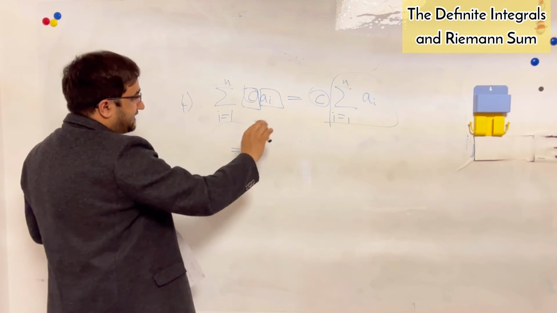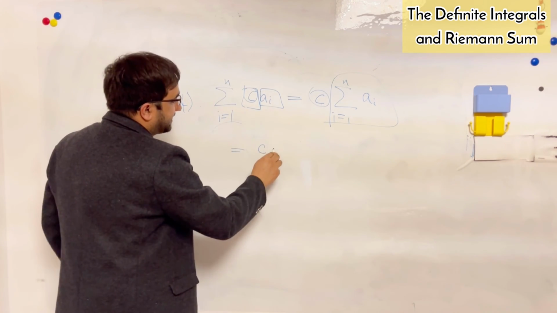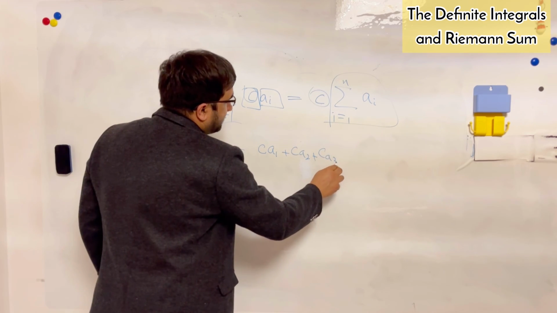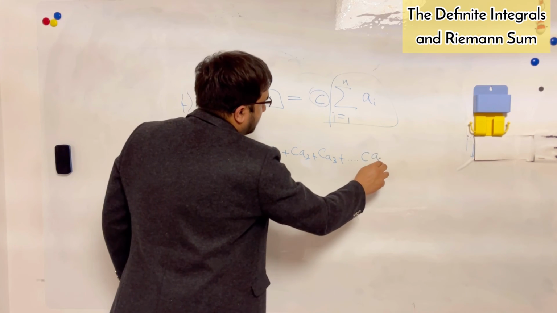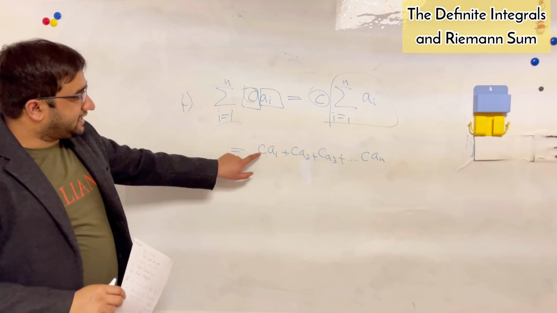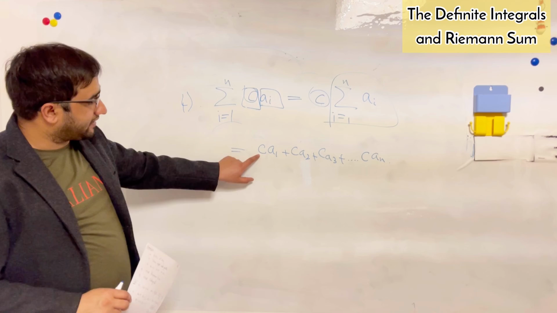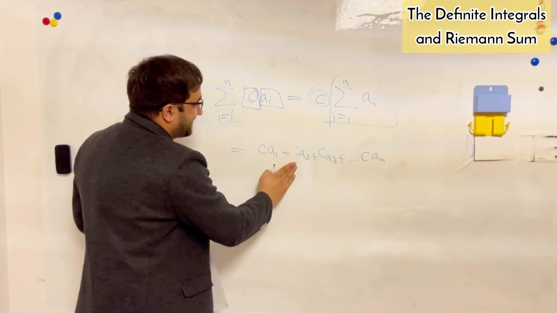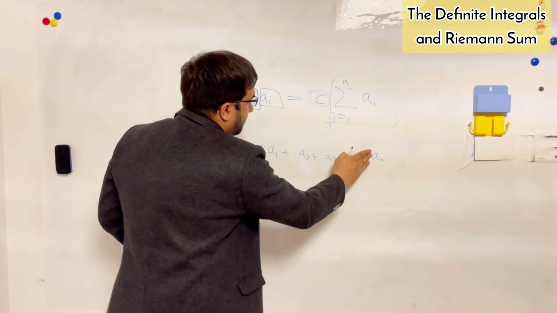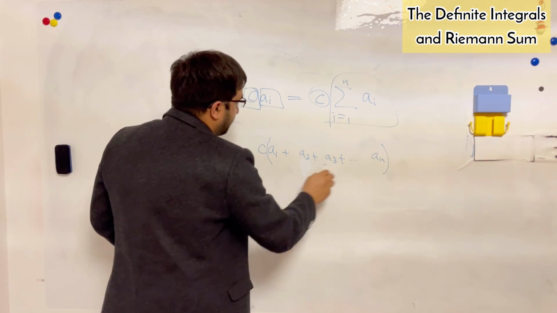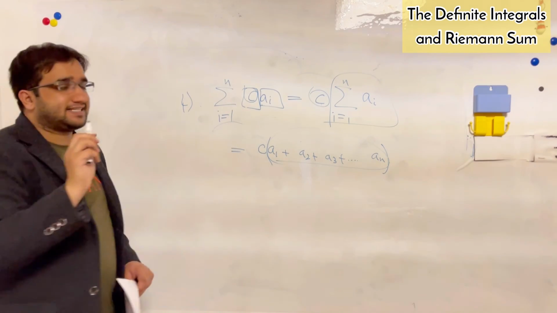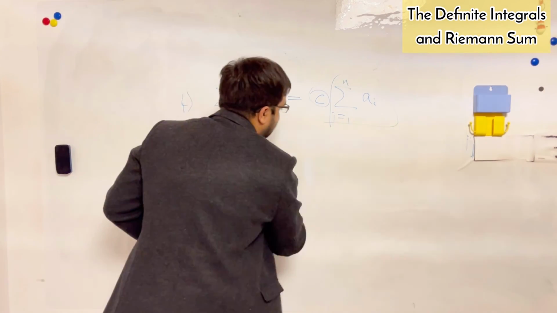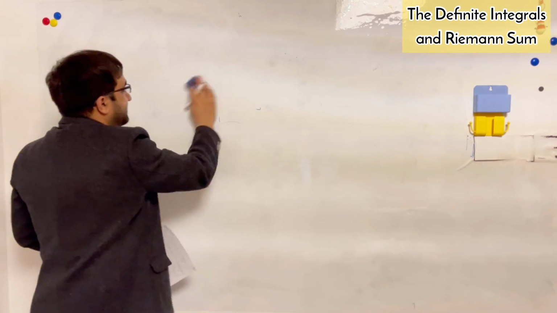If you want to keep c inside, no problem. You can keep it there: c a1 plus c a2 plus c a3 plus so on c an. Now every time I had wasted a lot of ink to write this c, which I can take simply as a common factor outside, and I can work on this thing. That is the only purpose of this rule, just for simplicity.